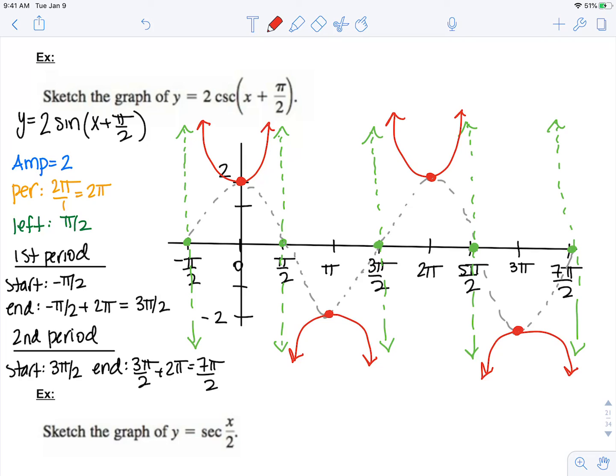And so this point is pi, negative 2, this point is 2 pi, 2, and this point is 3 pi, negative 2. Those are the only points I need you to label.